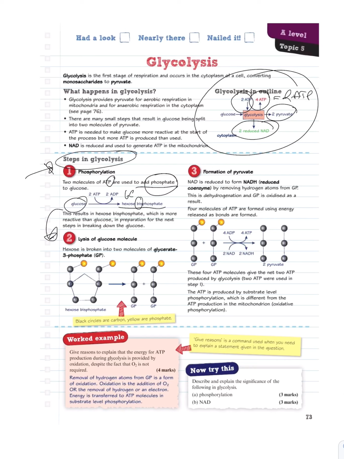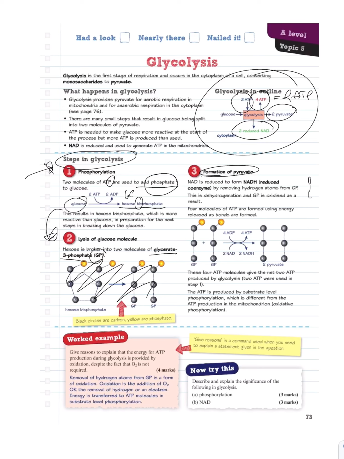Here is the lysis of the glucose molecule, and so it will be broken up into 2 molecules of glycerate 3-phosphate. You need to know the full name, glycerate 3-phosphate, and not only GP, but you don't have to memorize the structure. And then we have the formation of pyruvate, so the NAD is reduced to form NADH, and that is by the removal of hydrogen atoms from the glycerate 3-phosphate. This is called dehydrogenation because we've removed hydrogen, and now GP is oxidized as a result.